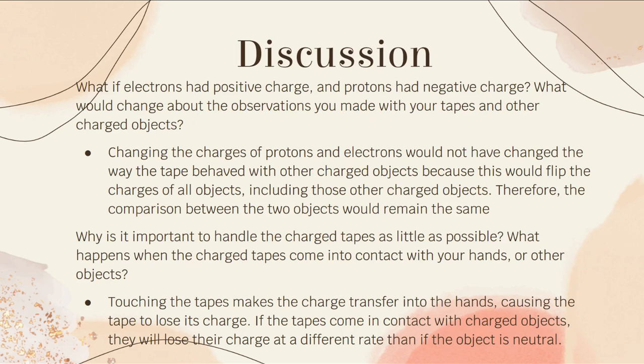And then, as far as changing the charges of protons and electrons, that would not have made a difference in the way that the tape behaved with other charged objects, because it would simply flip the charge of all objects, including those of other charged objects. So, for example, if the pen was initially positive and the tape was negative, and then you flipped protons and electrons, they would still attract because one would still be positive and one would still be negative. And then touching the tapes too much would make the charge transfer into the hands, causing the tape to lose its charge. And if the tape loses all of its charge, it won't behave the same way that it was previously.